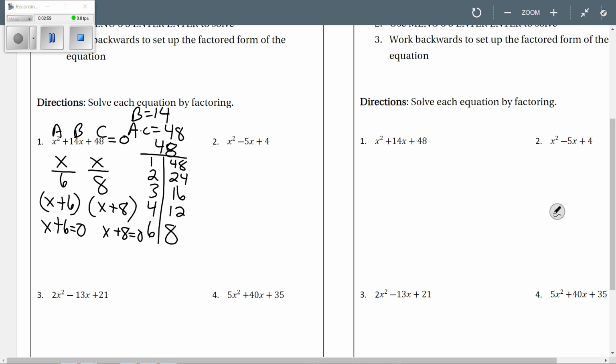How do we solve for x? We get it by itself. The only thing we have to do here, minus 6, x equals negative 6. And over here, minus 8, x equals negative 8. And we're done. So that is the way to do it by hand.